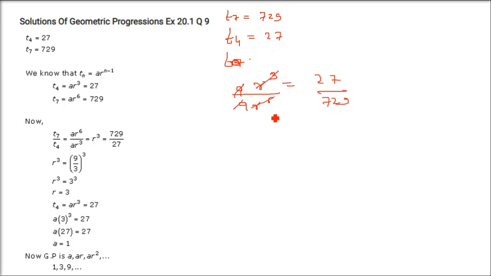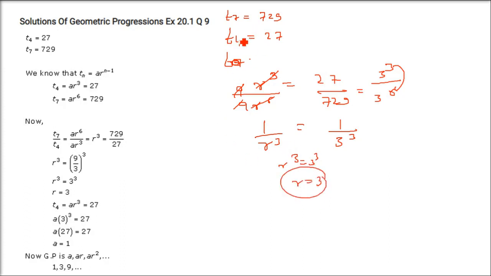Now a cancels, this 1 by r to the power 3, and this 27 is 3 to the power 3. This is 9, 9, 3 is 27, and 729 is 3 to the power 6. You have 3 to the power 3 in the numerator. So what do you get? 1 by 3 to the power 3 in the denominator. So r from here, if you take just a reciprocal of these two, r cube becomes 3 cube, r equals 3.